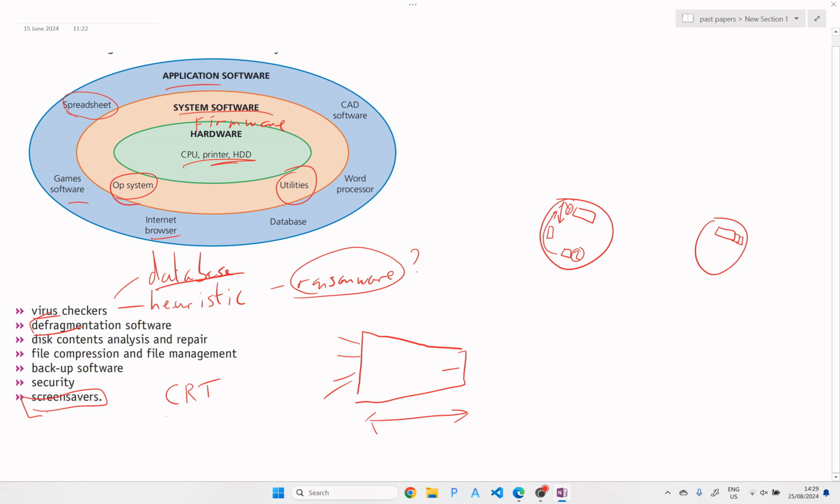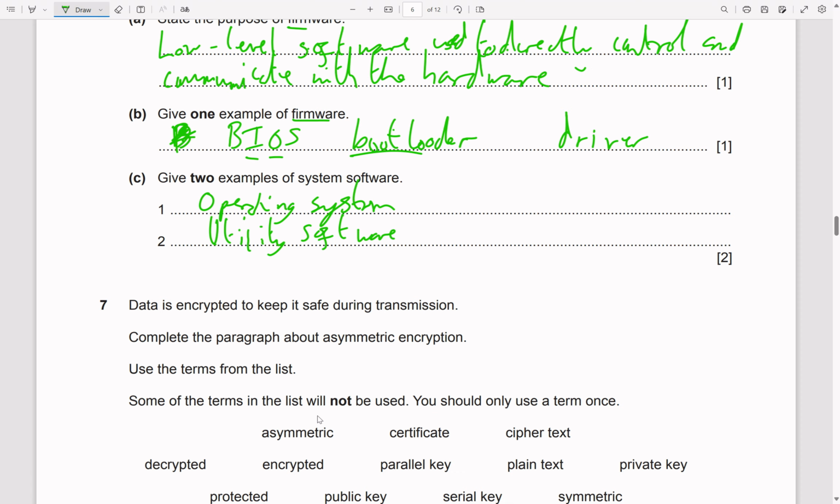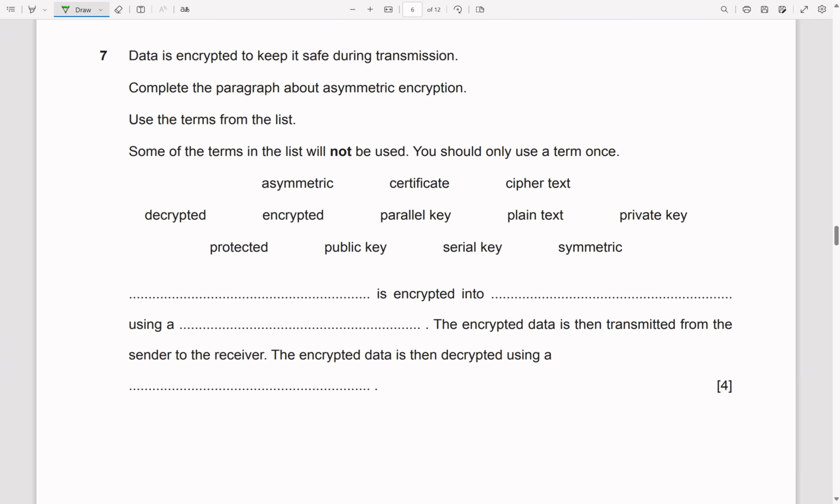Now, if you're displaying the same picture on the screen for a long time, those electrons can actually permanently burn the image into the screen. So that's why you have a screensaver, which is just an animation that's constantly moving and changing, which means you don't have the same image displayed on the screen constantly, so it's not going to get burnt onto the screen. But again, that's a long detour, just explaining some of the utility software.